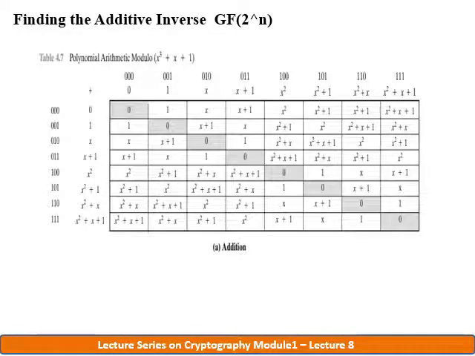That is, finding the additive inverse. We are finding the additive inverse for the Galois field of 2 to the power of n. The same way we did in the last slide, we construct this table and find the zeros along the diagonal here, and these are our additive inverses. For 0, the additive inverse is 0. For 1, the additive inverse is 1. So that's how I get this additive inverse table.